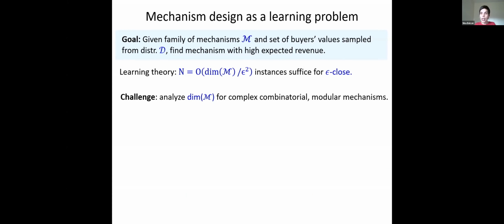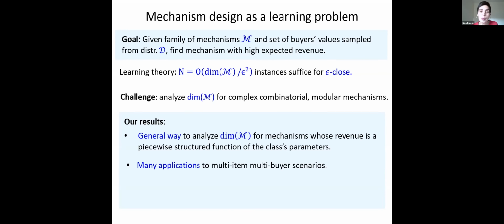Also at a very high level, the challenge when you are trying to analyze the intrinsic complexity of these mechanisms is that the induced revenue functions are often much more challenging than what we typically see in learning theory. They have many discontinuities, and this really stems from the fact that these mechanisms sometimes have complex objects with combinatorial modules and interesting interdependencies between the modules. So there is a challenge that we have to overcome, and the great news is that in our work we are able to extend tools from learning theory to provide a general tool for analyzing the intrinsic complexity, or intrinsic dimension, for mechanism classes whose revenue function is a piecewise structured function of the class's parameter.